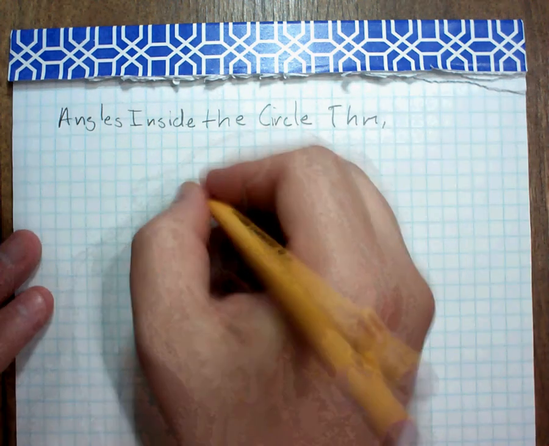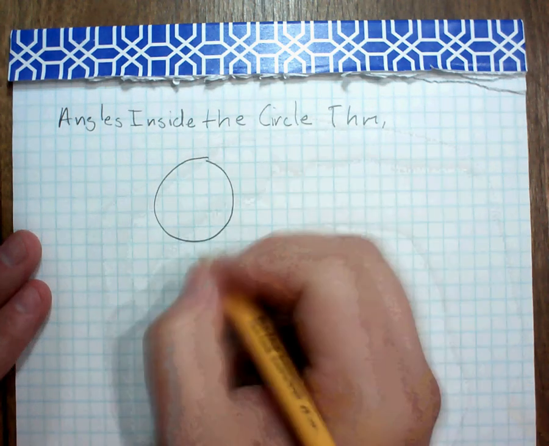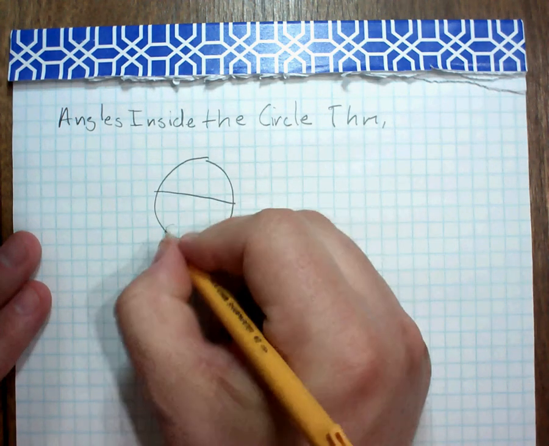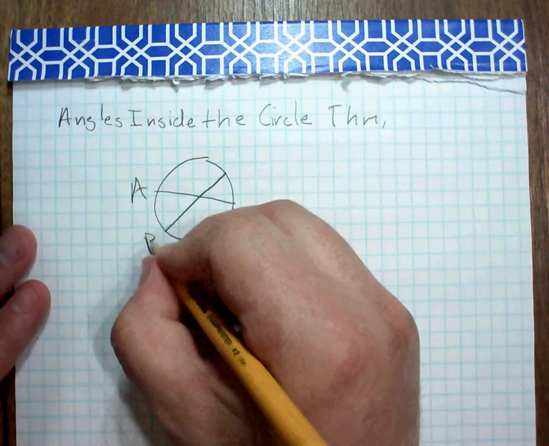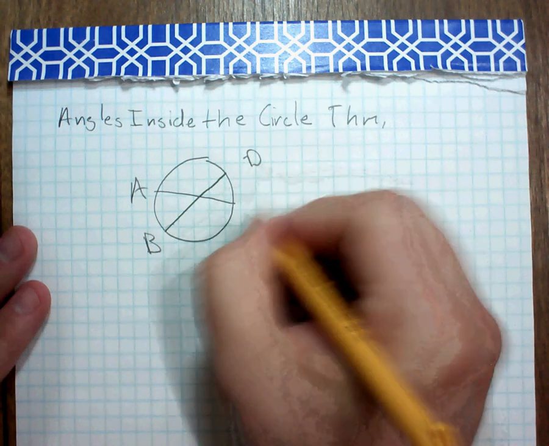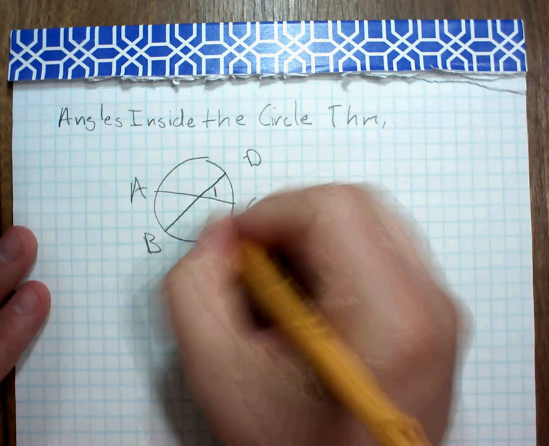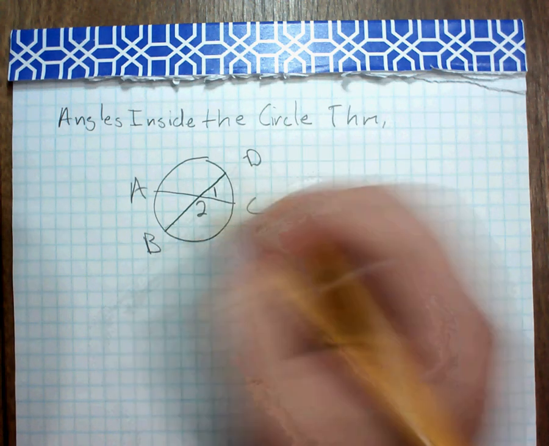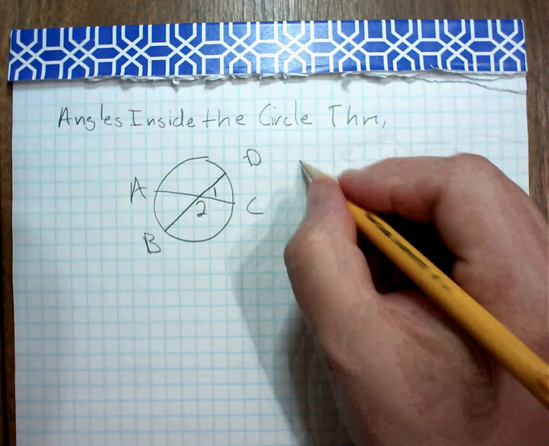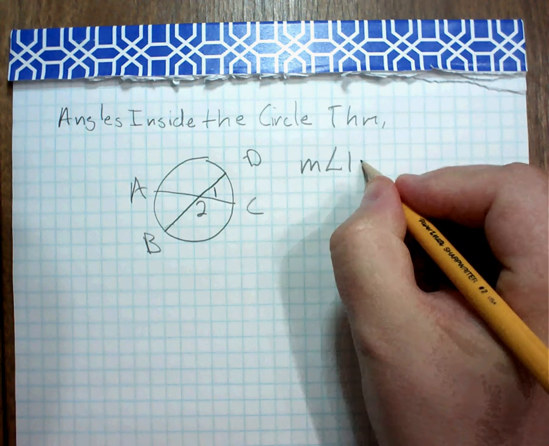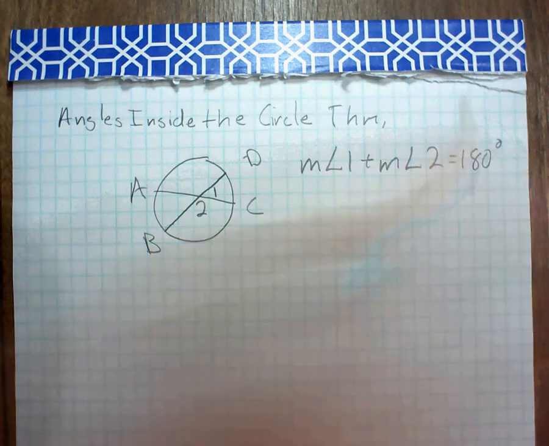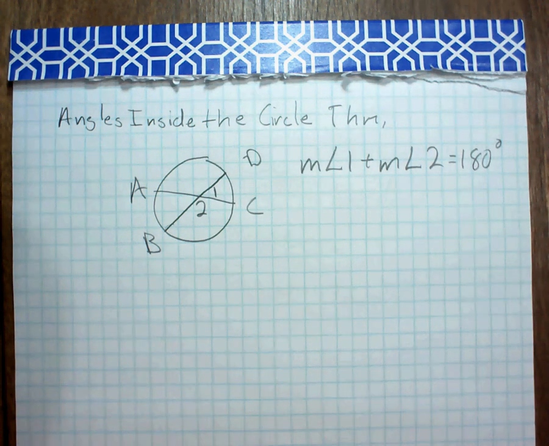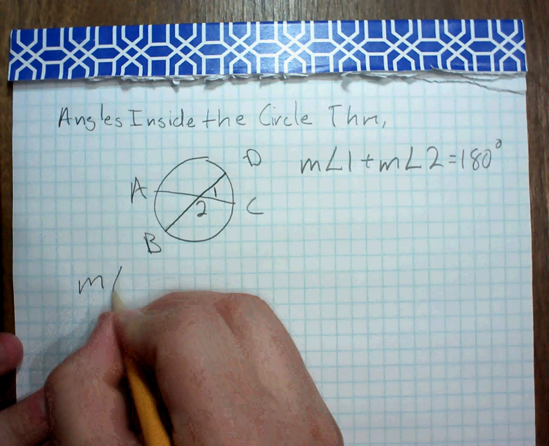So if you have a perfectly drawn circle like this, and some intersecting chords, and we'll label this A and B, and then we'll label this D and C, and this would be angle 1 and angle 2. BD is the line that 1 and 2 share, so they are a linear pair, so that means that the measure of angle 1 plus the measure of angle 2 should add up to 180 degrees. That's kind of important.